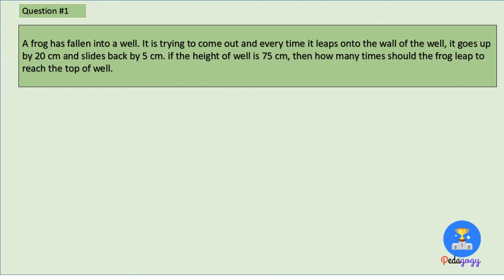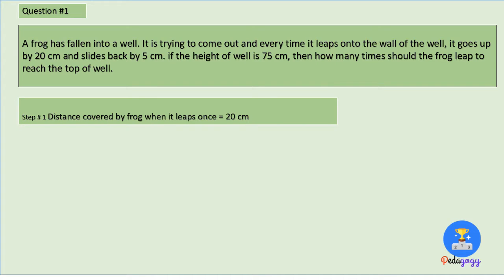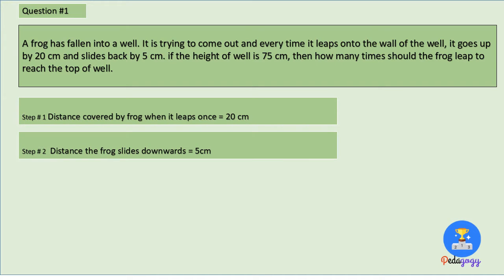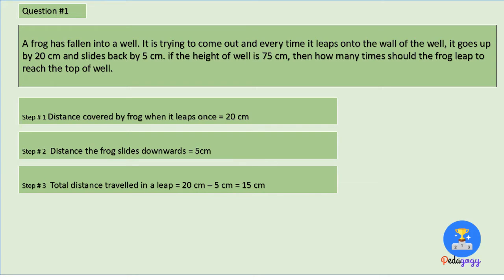Let's look at the solution. Step number 1. The distance covered by frog when it leaps once is 20 centimeter. Distance the frog slides downwards is 5 centimeter. The total distance traveled in a leap is, when you subtract 5 centimeter from the 20 centimeter, we get the answer as 15 centimeter. So that is the total distance traveled by the frog in one leap.